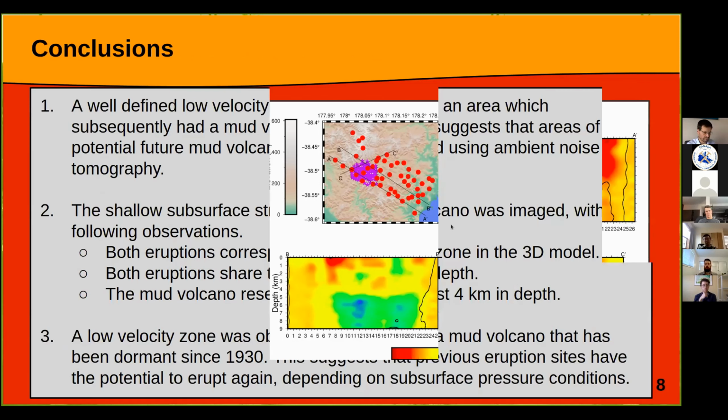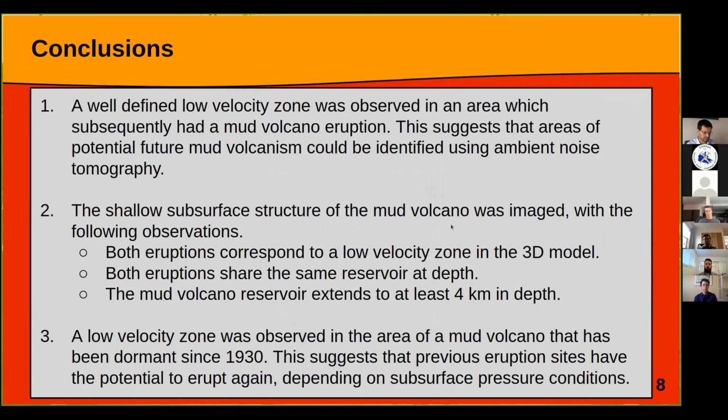So some of the conclusions we can make from the study: a well-defined low velocity zone was observed in an area which subsequently had a mud volcano eruption. This suggests that future areas of mud volcanism could be identified using this technique. We were able to image the shallow subsurface structure of the mud volcano and made the following observations. The eruptions corresponded to a low velocity zone in the 3D model, and both eruptions appear to share the same reservoir at depth, and the mud volcano reservoir extends at least 4 kilometers in depth.